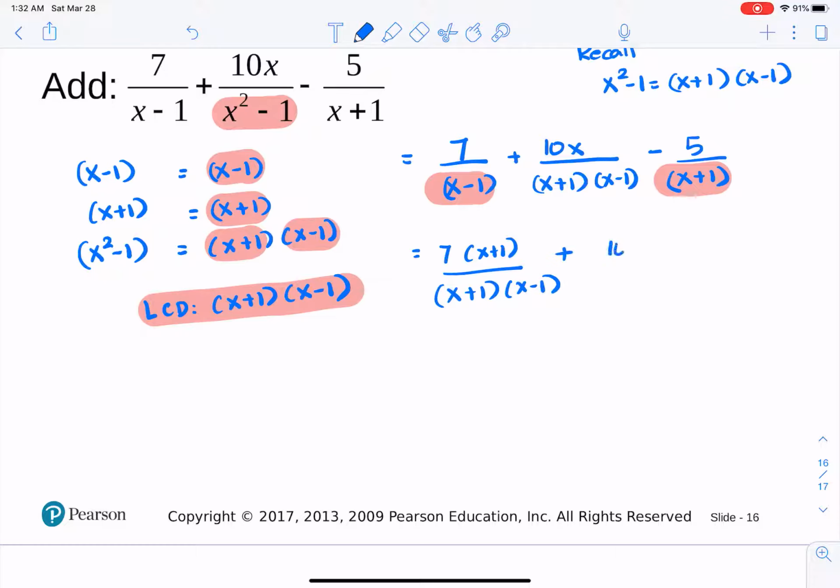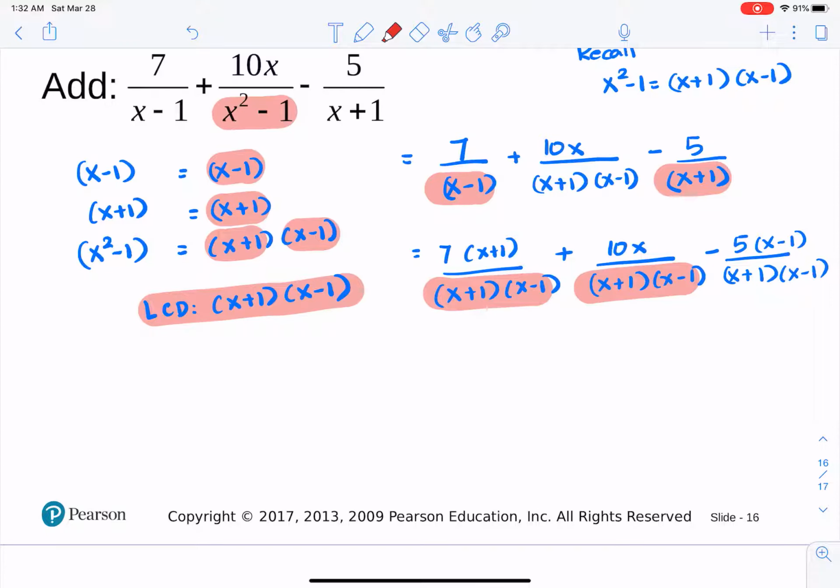We leave the second term as is in the denominator because it looks like the LCD. And the last term has a denominator of x plus 1. It is missing x minus 1. So I multiply and divide by x minus 1. If you observe now, the denominators are identical and they resemble the LCD. So we put that common denominator and we combine the numerators.